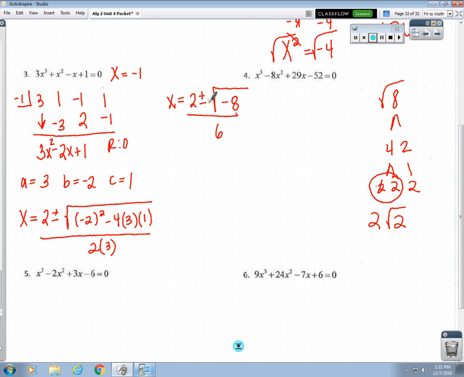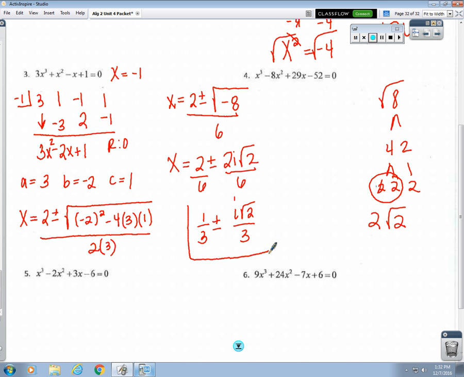So now when I rewrite this, I have x equals 2 plus or minus, instead of the square root of negative 8, isn't it 2i root 2? The negative becomes the i, and the 8 simplified to 2 root 2. And now at this point, I'm going to start splitting that 6 under each for reducing purposes. So like that reduces to 1/3, and then that reduces to 1/3, right? So for this one, do I really need to write that 1 beside the i? No. So there's your other 2 answers.